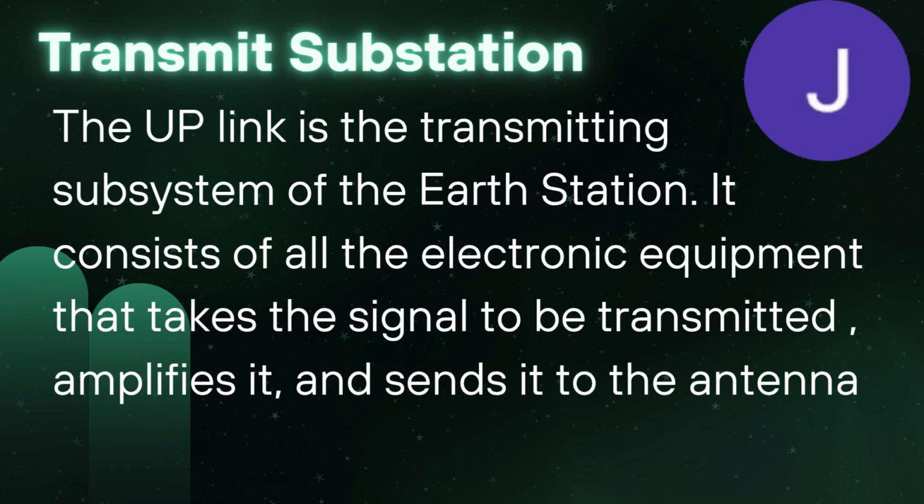Next is the transmit subsystem. The uplink is the transmitting subsystem of the Earth station. It consists of all electronic equipment that takes the signal to be transmitted, amplifies it, and sends it to the antenna. It simply means that its process is to input the signal, then modulate, then frequency up conversion, then amplification, and then transmit it via the antenna.